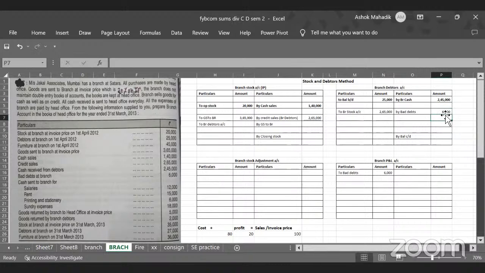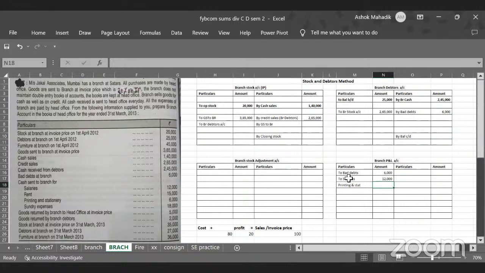Done. Next, cash sent to branch for salary, rent, printing, and sundry expenses. These all are expenses. So we'll record them in P&L. Okay. So one by one I will record to salaries. Very simple sum, just posting is required, nothing else. So don't miss out on this sum. The very first thing you will do when you see a branch sum, see the method which they have asked. If it is stock and debtors method, prepare these 4 accounts.